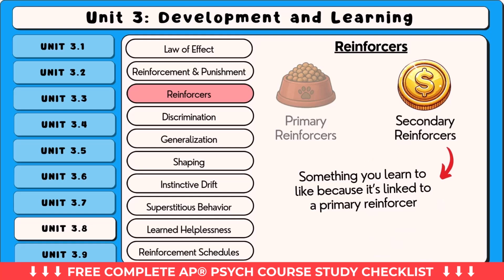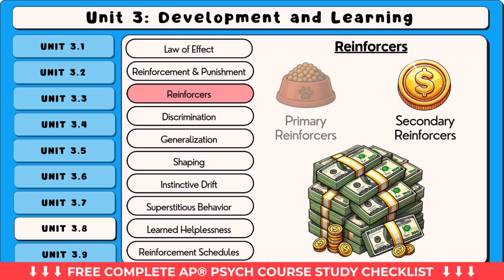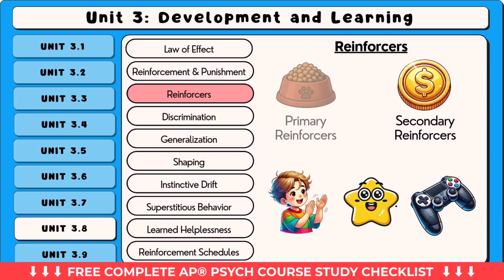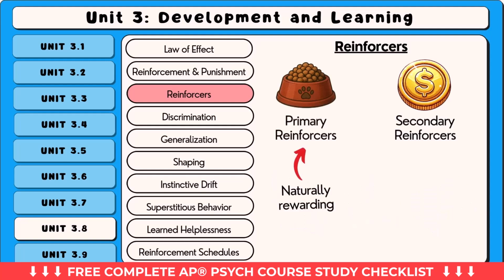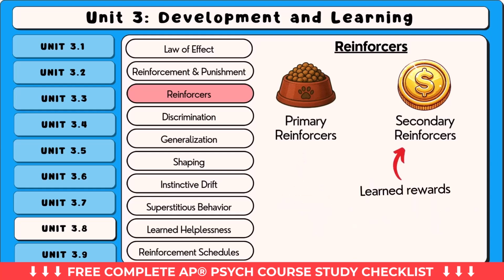A secondary reinforcer is something you learn to like because it's linked to a primary reinforcer. Money is a good example. You can't eat money or drink it, but you've learned that money can buy you things you want, like food or games. Praise, stickers, and points in a video game can also be secondary reinforcers because they usually lead to something good. So, in short, primary reinforcers are naturally rewards. Secondary reinforcers are learned rewards, like money or praise.